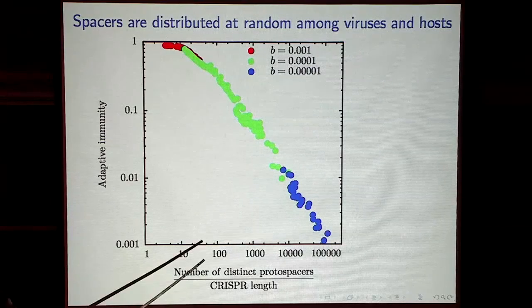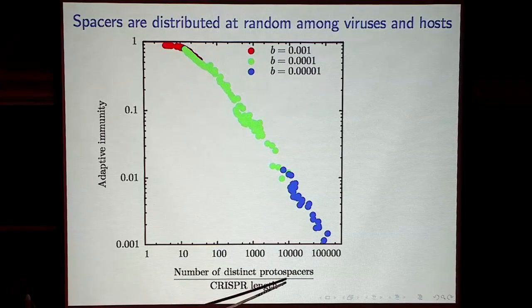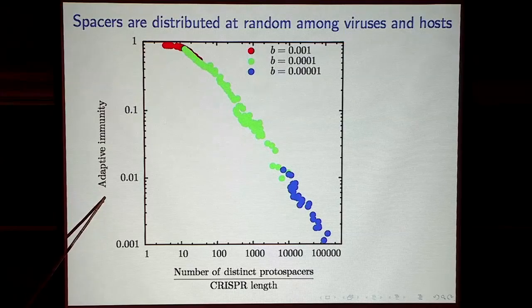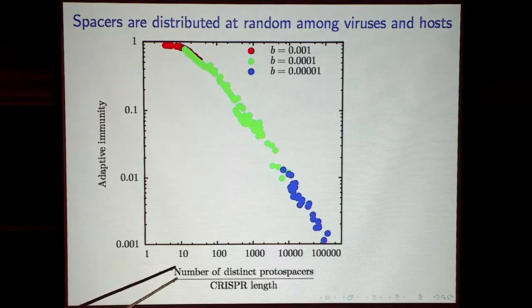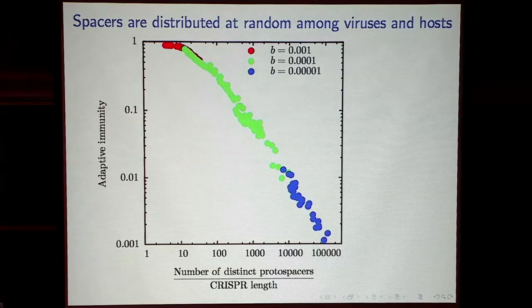And the master curve is the following. On the horizontal axis, I have the number of distinct protospacers in the viral population divided by the mean length of the CRISPR cassette. What this says is that the only thing that matters in predicting adaptive immunity is how many distinct protospacers there are in the viral population per my spacer if I'm a host. So what it says is that the spacers and the protospacers are distributed at random among the hosts and viruses. So the only thing that matters is how many of them there are and how long my CRISPR is.